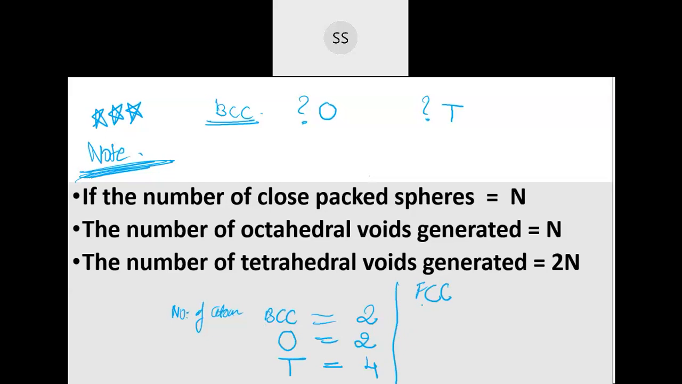For FCC, how much is the number of atoms? For FCC, the number of atoms is 4. So the number of octahedral voids generated is also 4. And the number of tetrahedral voids you will be getting will be double of that, that will be 8. This is what I explained to you with the figure there. I don't know how much you were able to understand this, which I showed you.